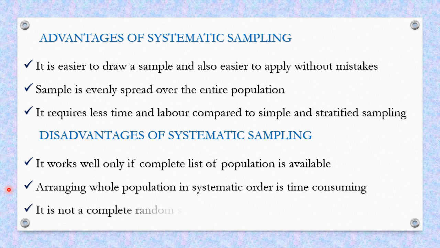It is not completely random sampling, as I have told you earlier, only the first sample selected is random, but the remaining samples depend on the selection of the first sample, so it is not completely random, and that's a big disadvantage. So my dear students, with this I end our tutorial here.